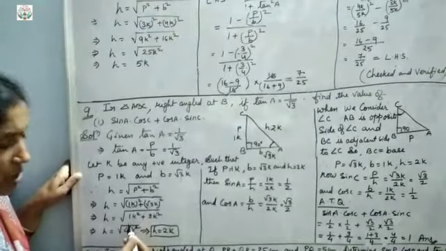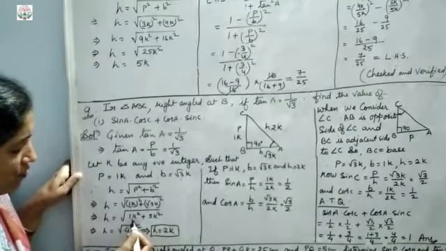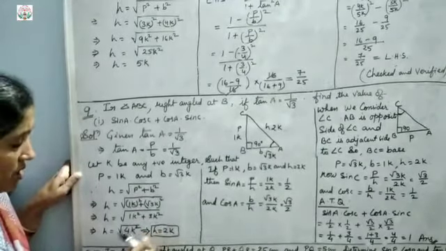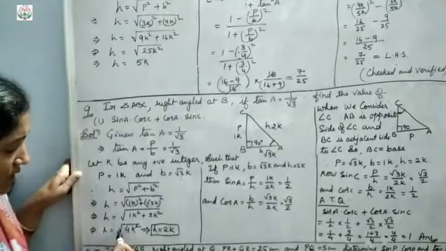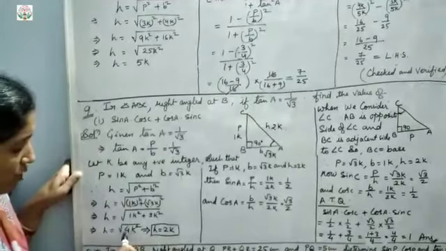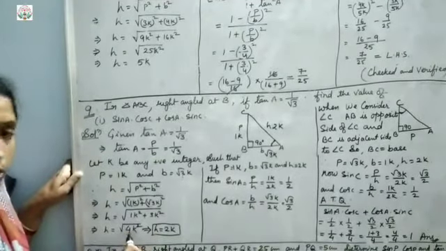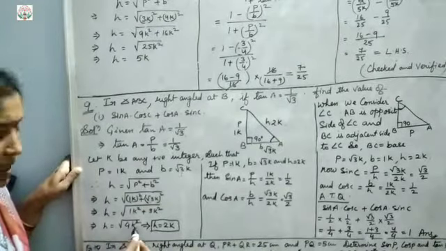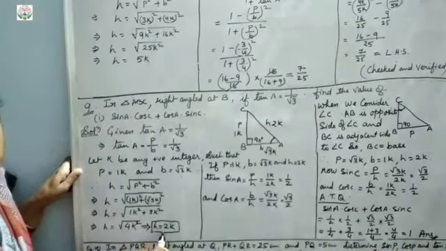Now squaring both the numbers, what will we get? (1K) square plus (root 3 K) square will be what? 3K square. So H implies what? H equals square root of 1 plus 3, which is 4K square. So you know 4 is a perfect square, so H will be equal to 2K.